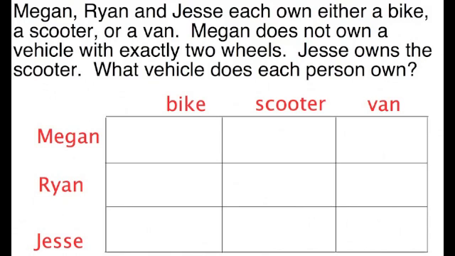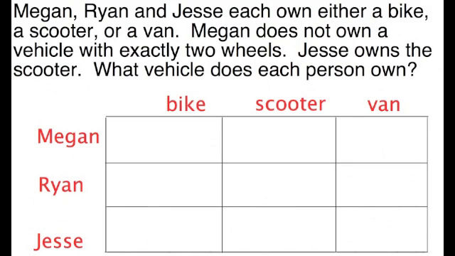Now let's take a look at that other type of problem, that logic and using a chart to organize information. So here it is. Megan, Ryan, and Jesse each own either a bike, a scooter, or a van. Megan does not own a vehicle with exactly 2 wheels. Jesse owns the scooter. What vehicle does each person own? Now when you just try to think about this in your head, it can be a lot. There's a lot of information here. That's why we're learning how to put the information in a chart.